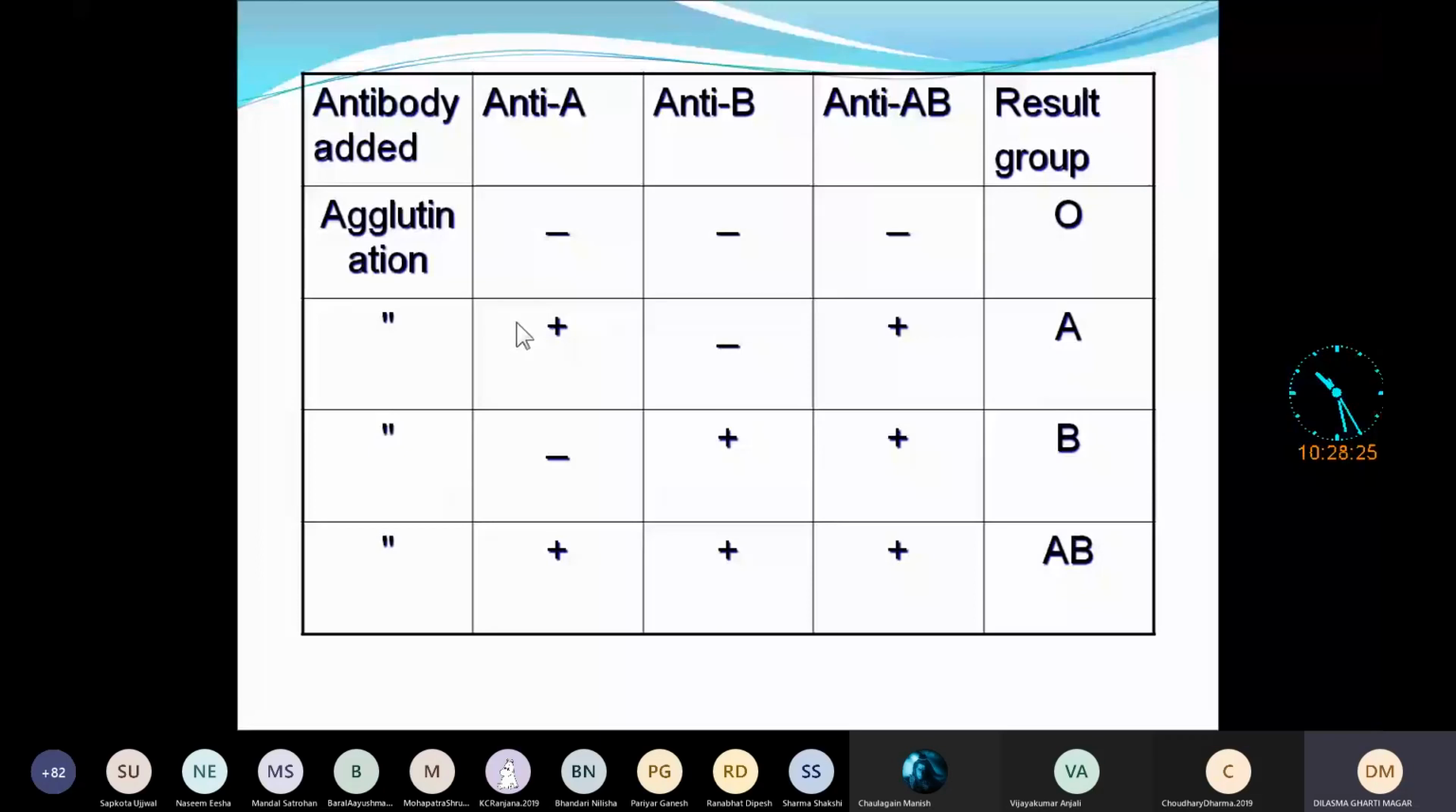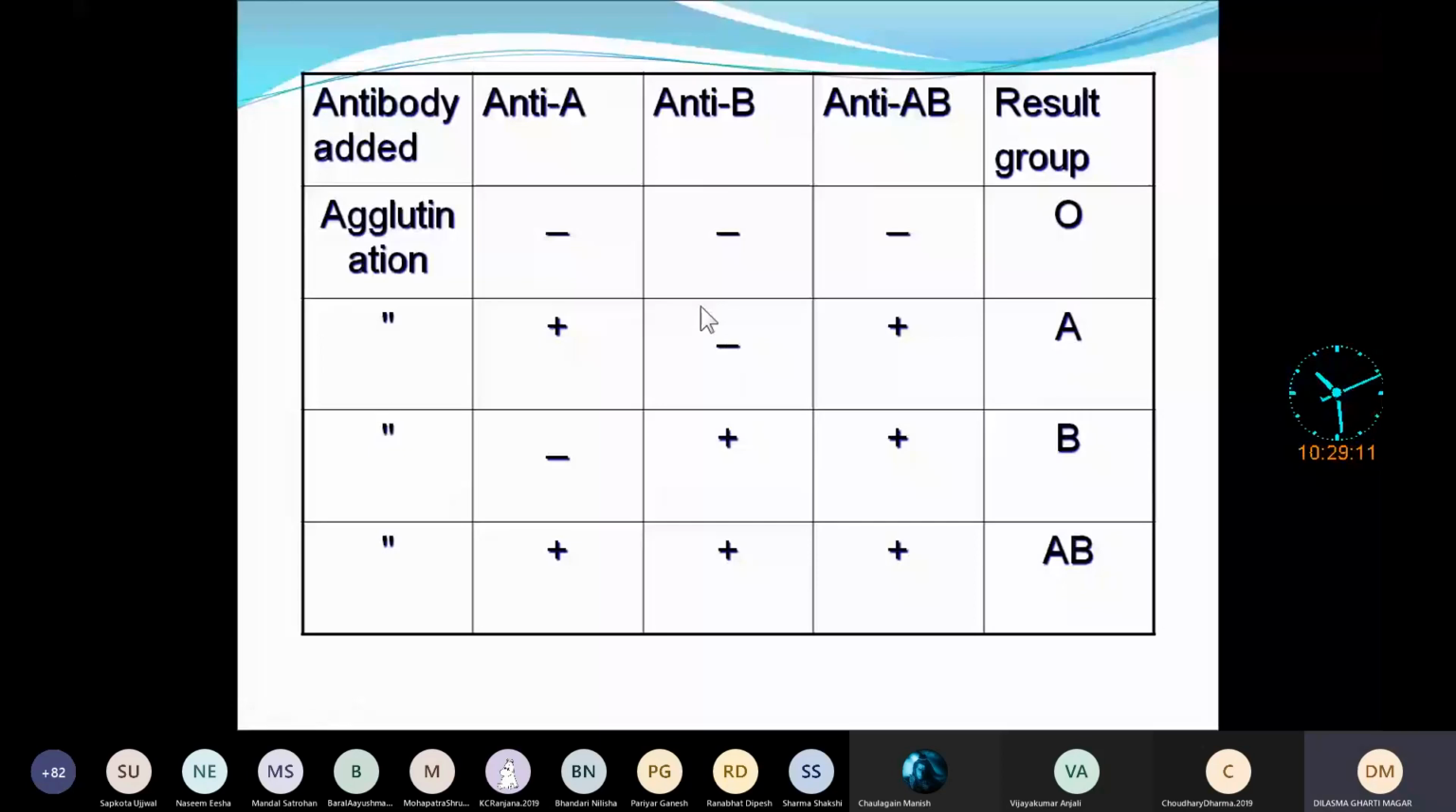Just below that, all negative you see here. In case of the anti-A, agglutination is there, so it is positive here, isn't it? Positive means agglutination is there. And in case of the anti-B, it is negative. In case of the anti-AB, there is a plus. So there is no agglutination with the anti-B sera where it was added. It indicates that the blood group is A.